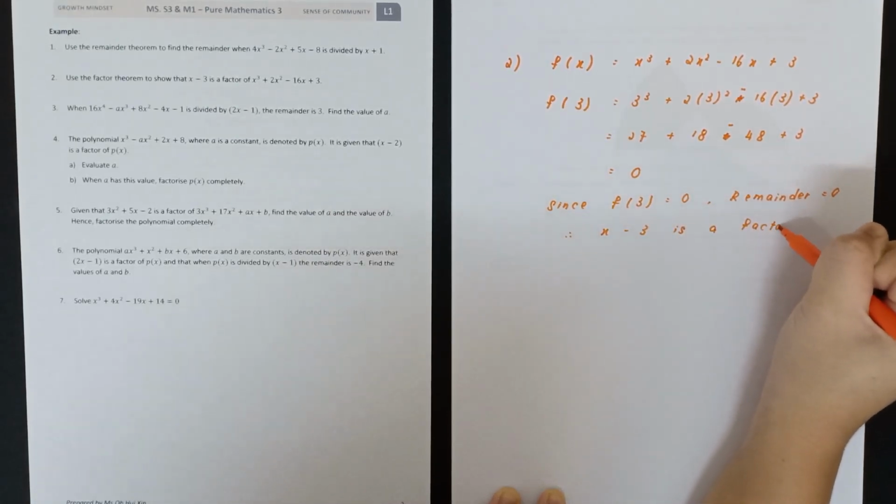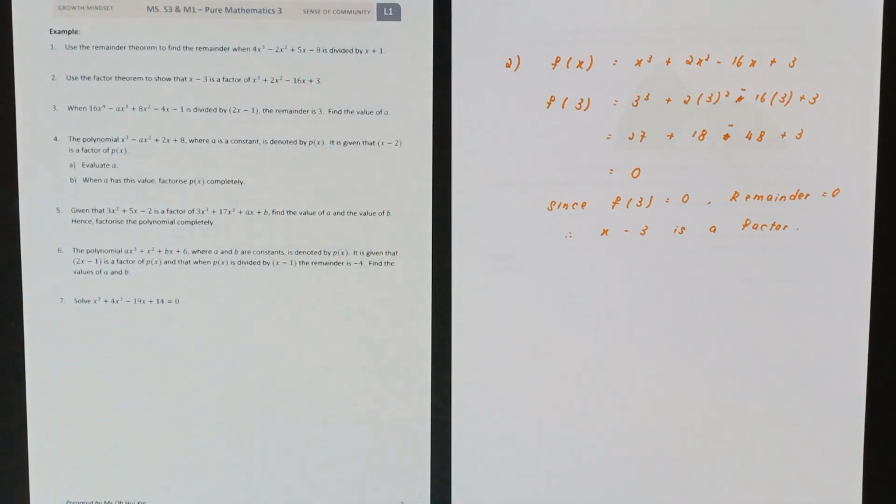Alright, I hope that is not too hard for you. So it's basically substitute to find the remainder. If the remainder becomes 0, then it's the factor. Yeah, just like that. Alright, so let's go to number 3.